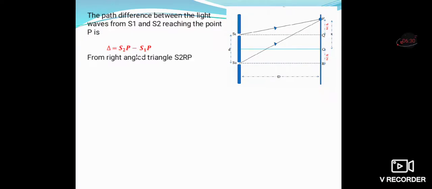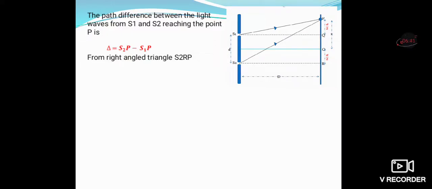For that, again we have to consider the same diagram. So the path difference between the light waves from S1 and S2 reaching the point P is given by delta, that is delta equals S2P minus S1P, because our S2P is greater. Now, from right angle triangle S2RP, just observe in the diagram the triangle S2, R and P. This is one right angle triangle.